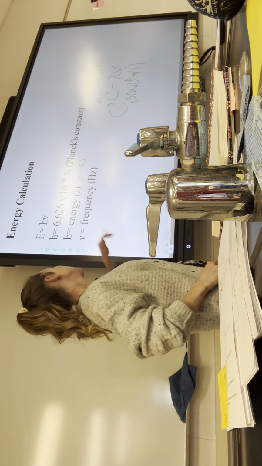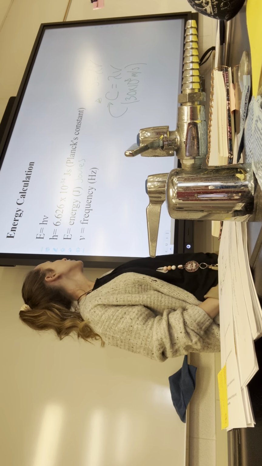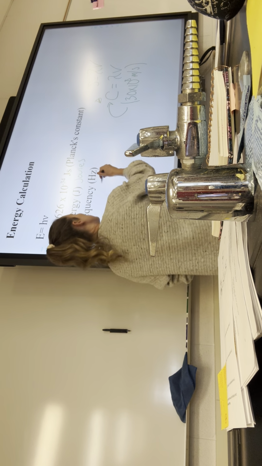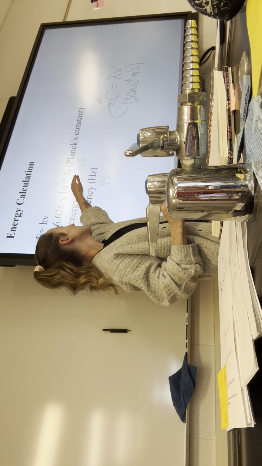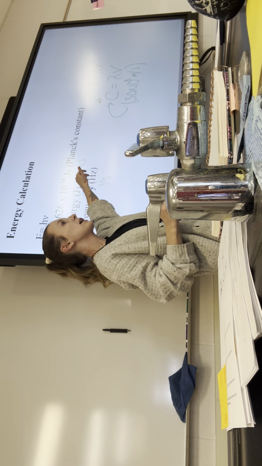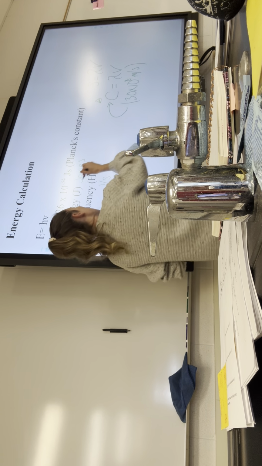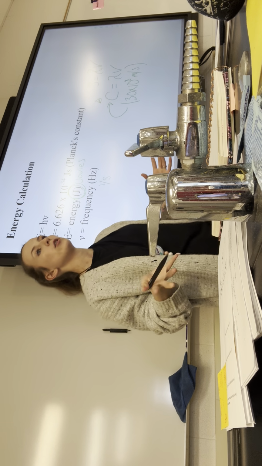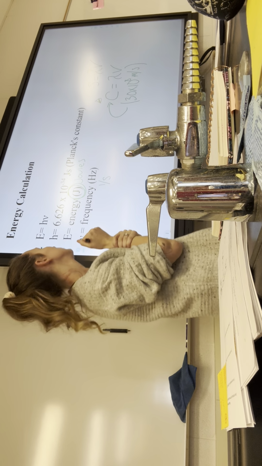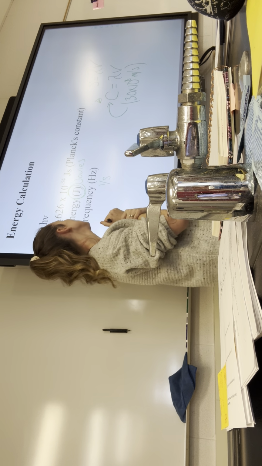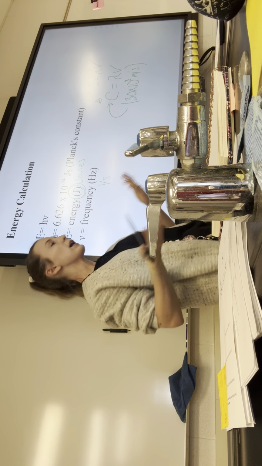And then nu, the fancy v, is our frequency, and that's in hertz, which is 1 over seconds. As you can see, with our Planck's constant, this is joules times seconds. Our frequency is 1 over seconds. That is how we get just joules for energy. Those seconds are going to cancel out. All right, I'm going to move forward now and we're going to do some practice.